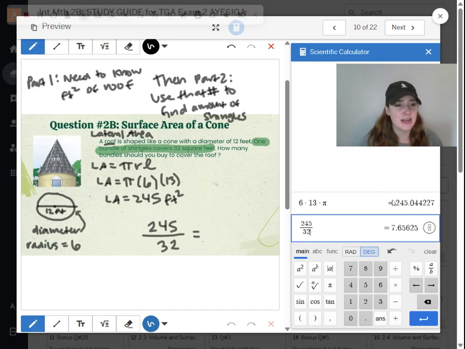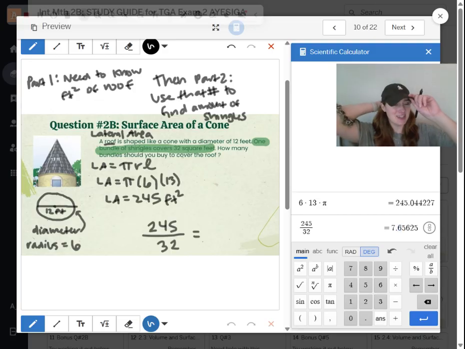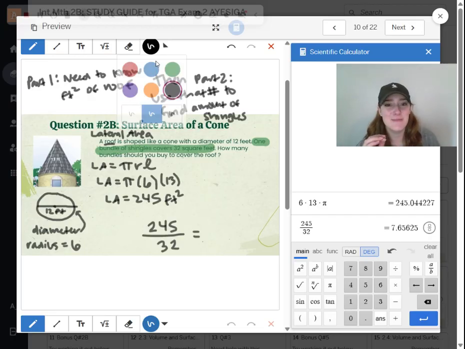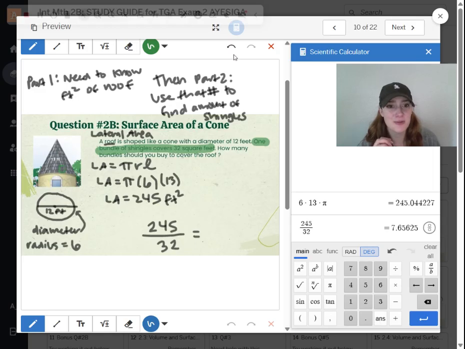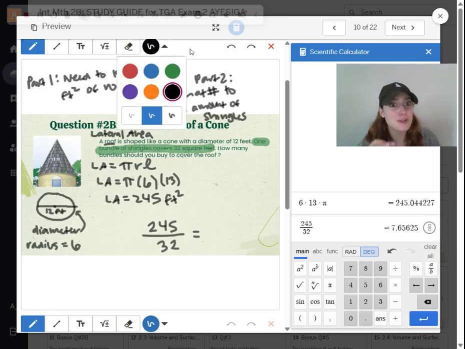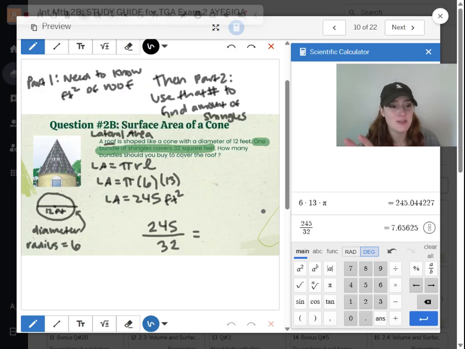So we'd need, right, we can't buy 0.6 of a bundle. Even if it was like 7.1, because we're purchasing an item, right? Could you imagine you do the shingles and then because you forgot that 0.1 amount, there's a gap on your roof? When we're purchasing for a project, we're rounding up to the whole number. So we would need 8 bundles of shingles.